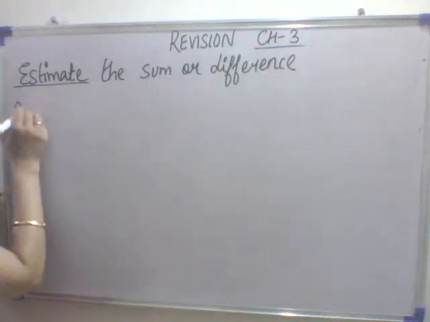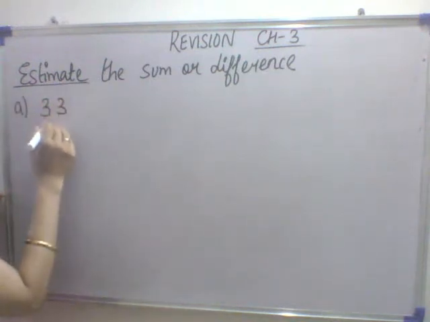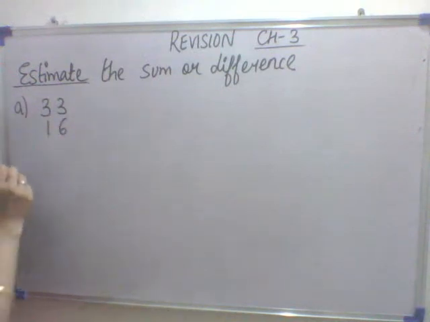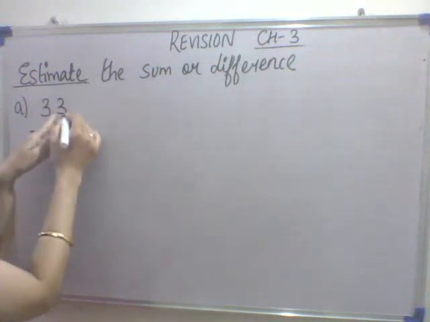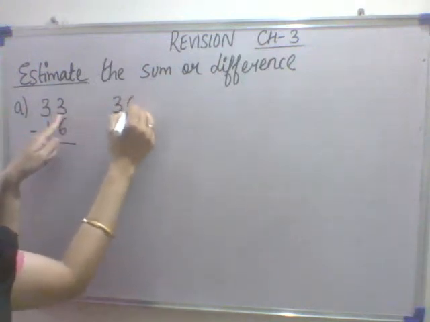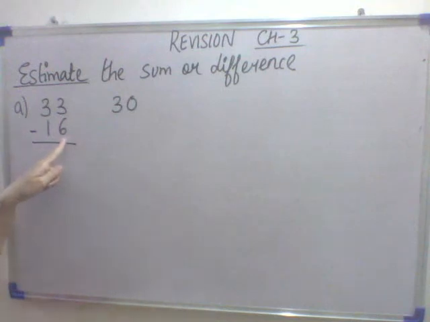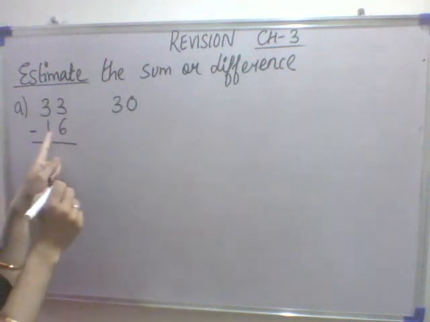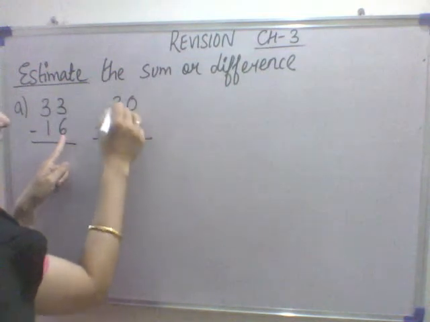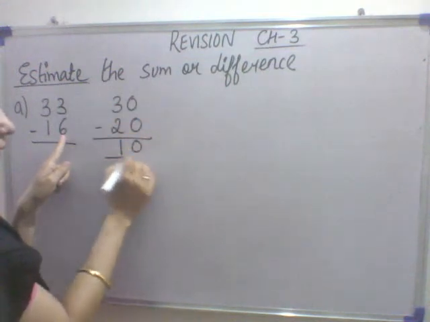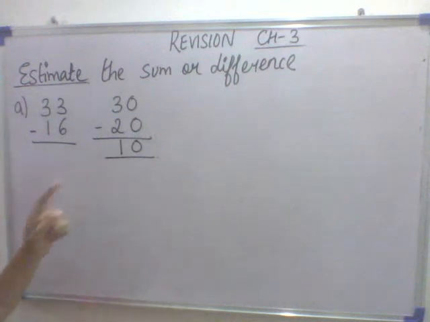The first question I am writing, that is 33 minus 16. Here it is subtraction. You have to estimate. Estimate means you have to round off these numbers. So if I round off 33, it will be 30. And if I round off 16, it will be 20. If I subtract 20 from 30, I will be getting 10. Yes, let us do another.